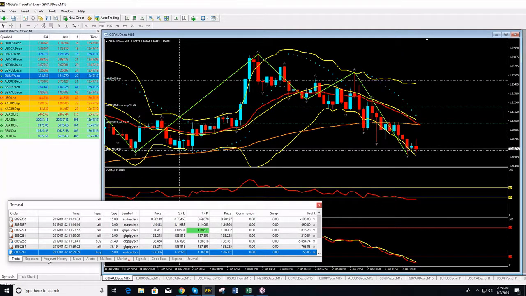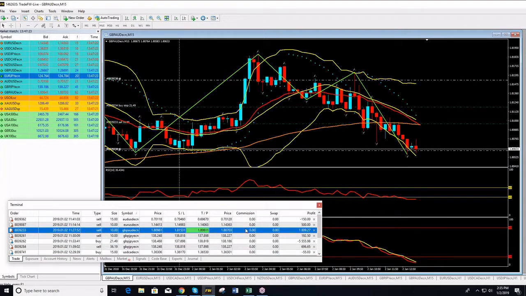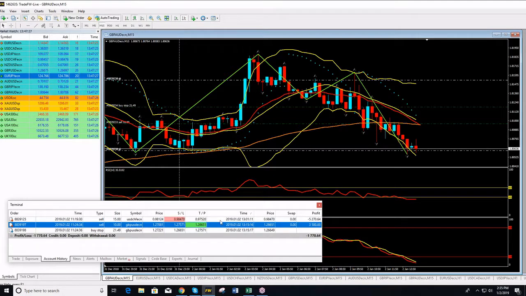So we are monitoring pound Aussie. Currently my best performing trade, making me $1,800. And if we hit TP, I will let you know. Thank you.